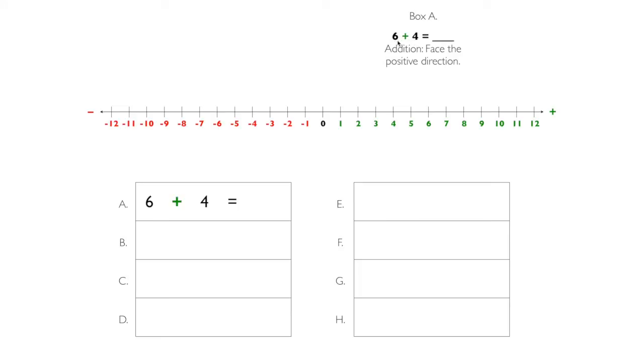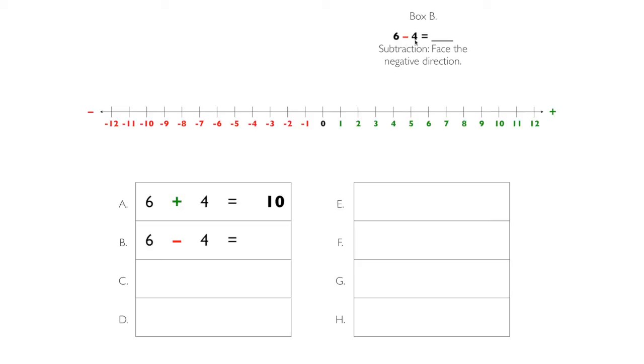So start at 6 and face the positive direction. Here's 6, and we face the positive direction. Now jump 4 spaces. 1, 2, 3, 4. 6 plus 4 equals 10. Write it down.